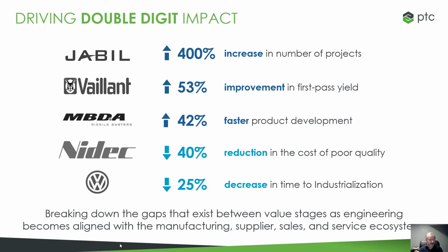Jabil, an electronics contract manufacturer, they're now able to take on 4 times as many projects as they did previously. Nidec, a Brazilian manufacturer of refrigeration compressors, has seen a 40% reduction in the cost of poor quality. So quality has improved because of the collaborative nature of concurrent engineering facilitated by PLM. VW, a well-known auto manufacturer, they've seen a 25% reduction or decrease in their time to industrialization, which, that's faster time to market. So PLM facilitating concurrent engineering certainly has the ability to drive meaningful impacts within your organizations.